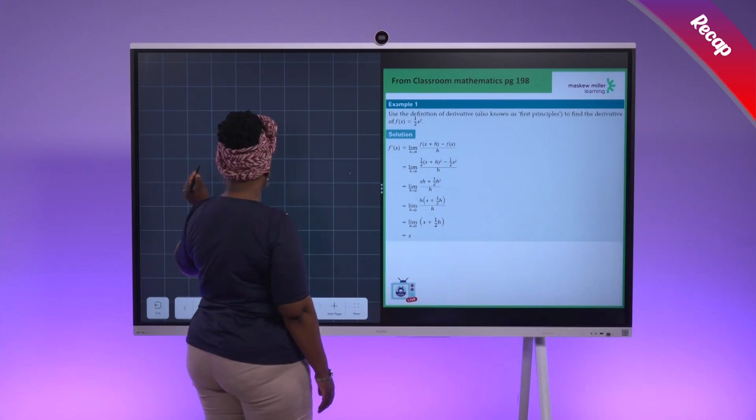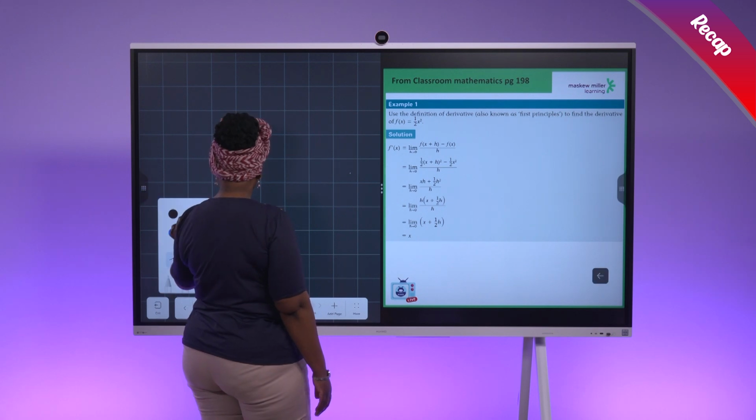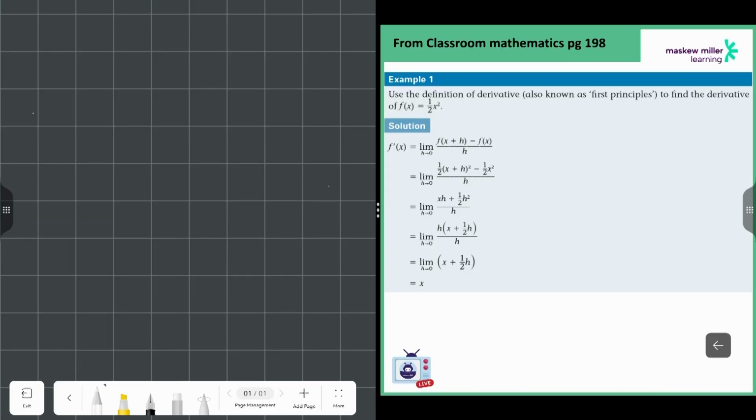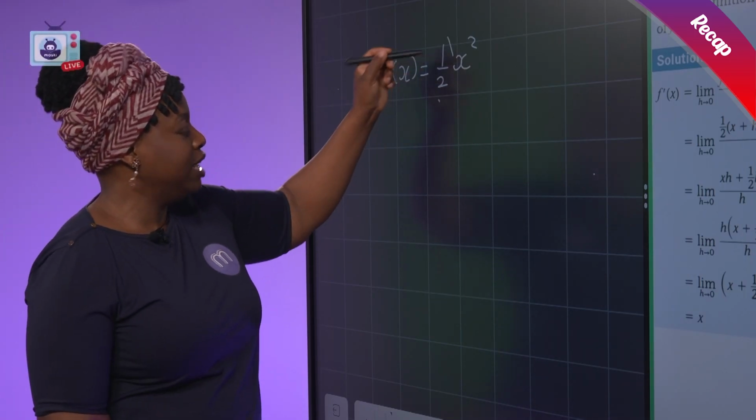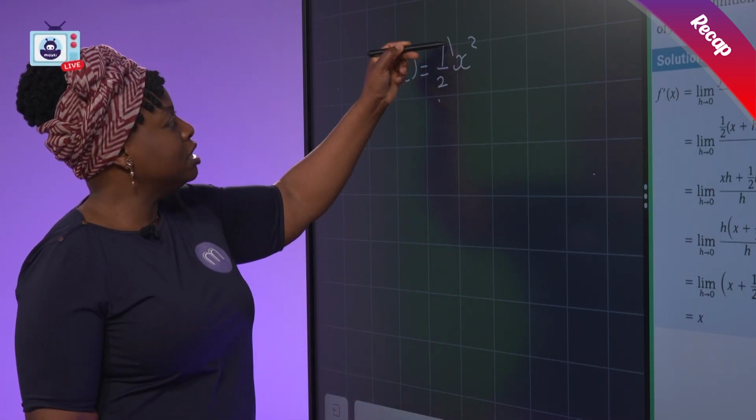So let's do it together so that you can follow what happens and how you're going to respond to the question. Here they say, use the definition of the derivative, which is known as first principle, to find the derivative of f of x equals half x squared. Remember, I just said to you now that whenever you see something like this, the half is just a particular constant that we have.